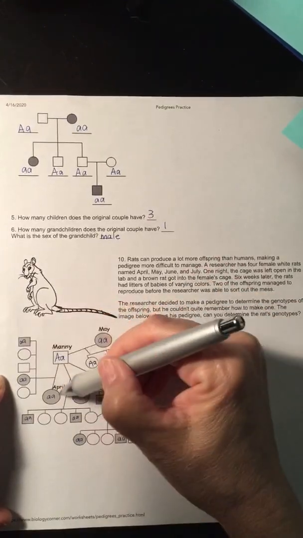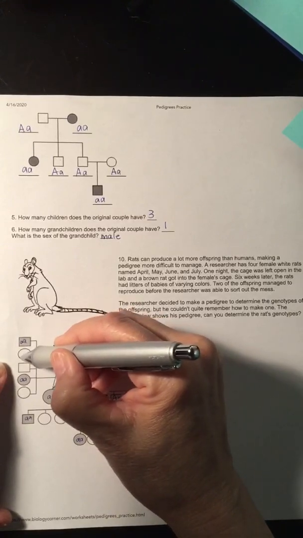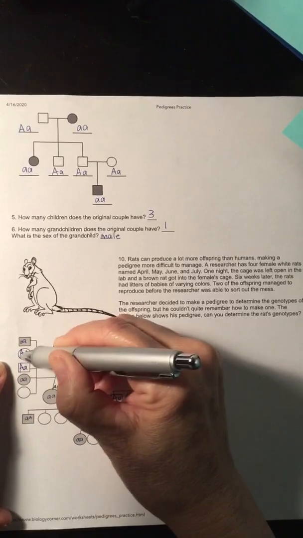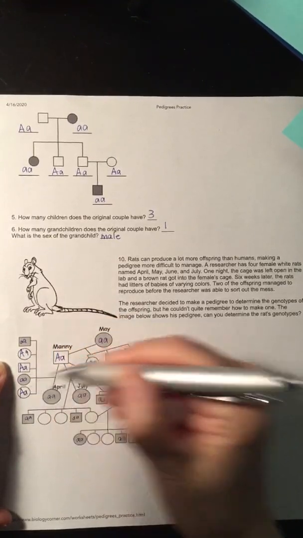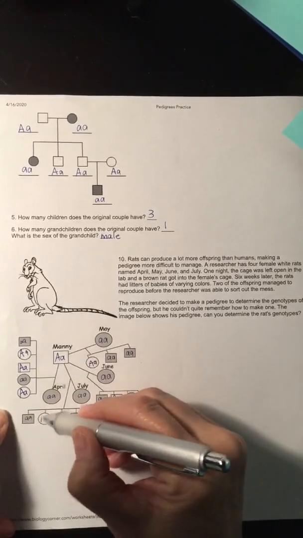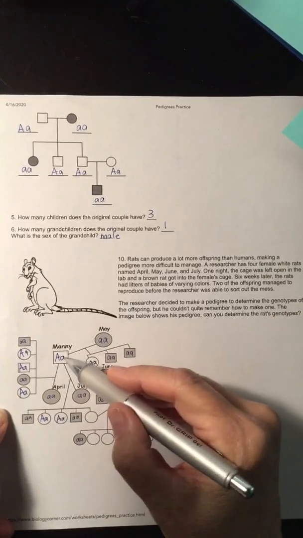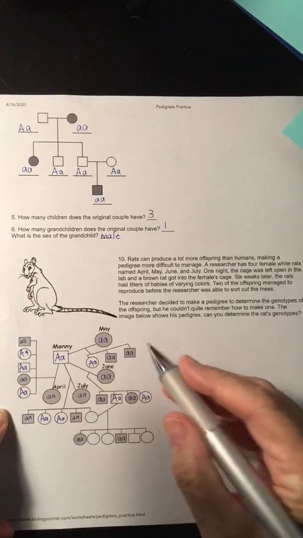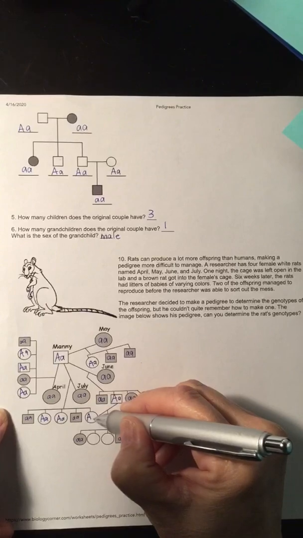let's come back over here to this mating between April and Manny. This baby's going to be big A, little a. This baby's going to be big A, little a. One from dad, one from mom. This baby is also one from dad, one from mom, because remember, if they got that recessive gene from Manny, they'd be shaded in, and they're not. And this baby, same story. This baby's going to be big A, little a.